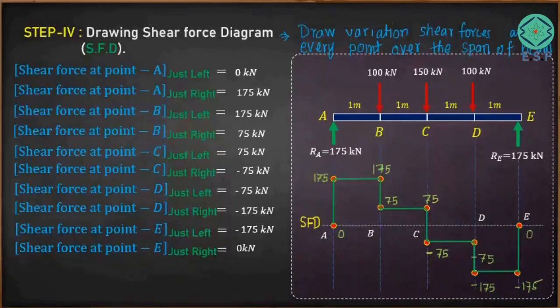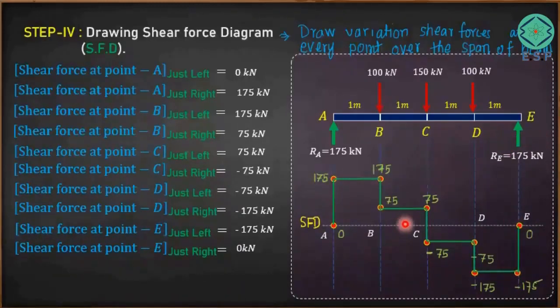It goes from 0 to 175. From point A to B it remains 175. Then it goes down as you cross point B, and then it becomes 75. From B to C it remains 75. As you cross point C it becomes minus 75. C to D it remains minus 75, and then again if you cross point D it goes to minus 175. From D to E it remains minus 175. As you cross point E it becomes 0.